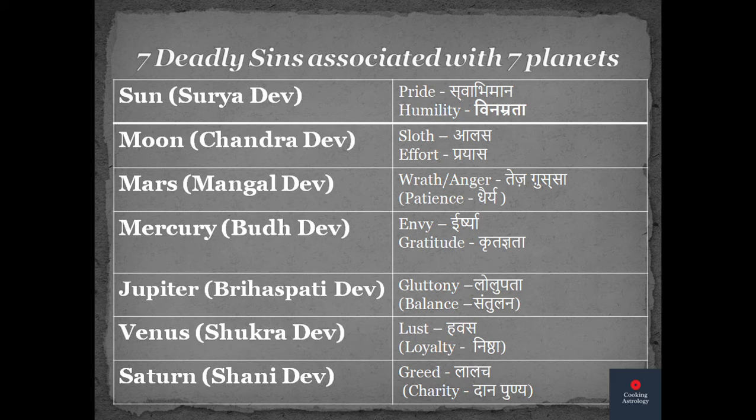So the number 1 sin which is associated with planet Sun is pride, Swabhiman, which is present inside you. And pride is somewhere present in every one of you. Because planet Sun is posited in every person's chart. Out of the 12 houses, planet Sun must be posited in some house or in some zodiac sign. And that house acts as pride in your life. And that is the major deadly sin which you are committing.